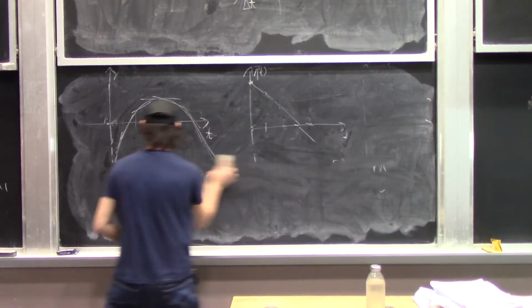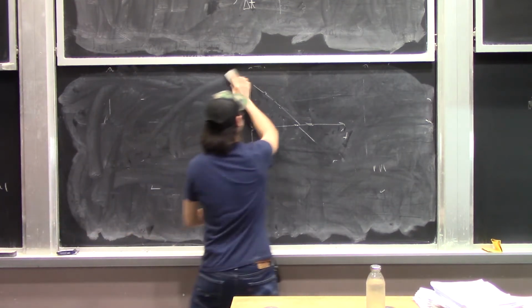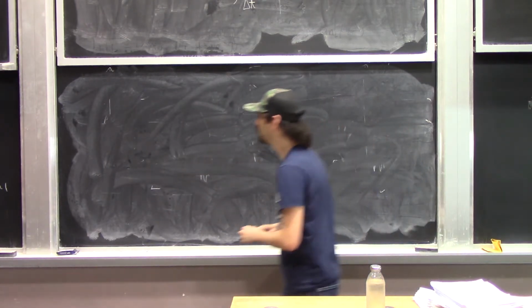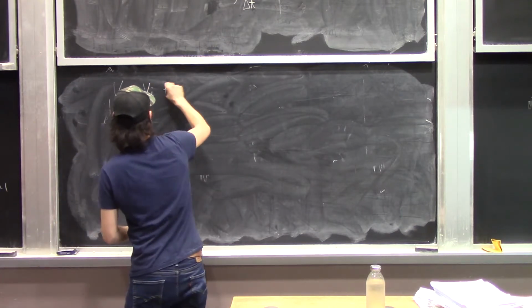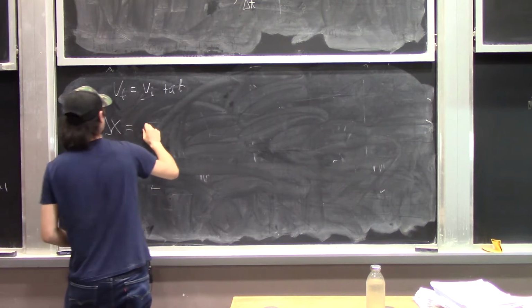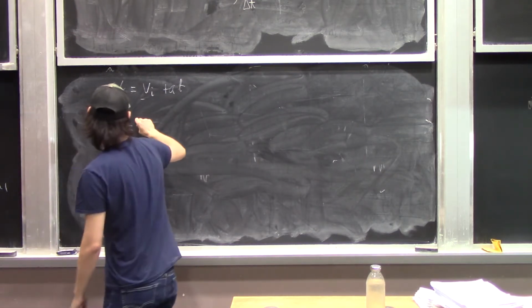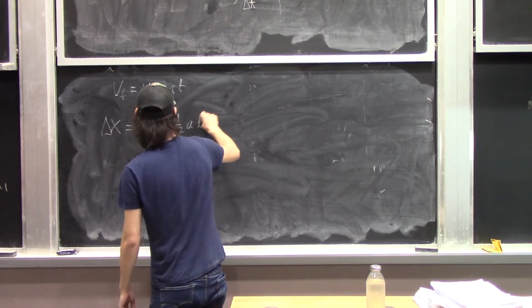So starting with equation 1: equation 1 says VF is equal to VI plus AT, and equation 2 says delta X is going to be equal to VI T plus 1/2 AT squared.